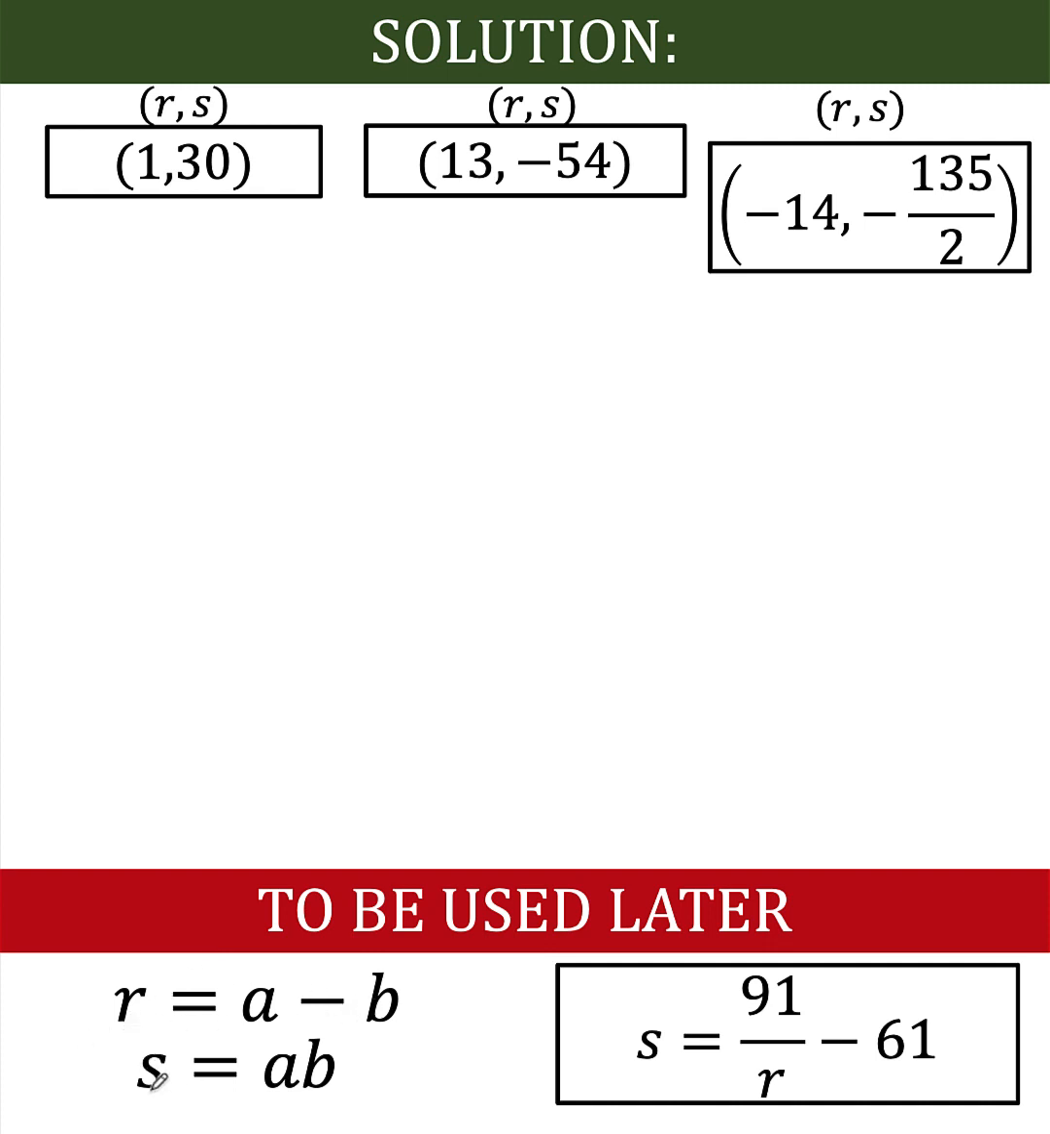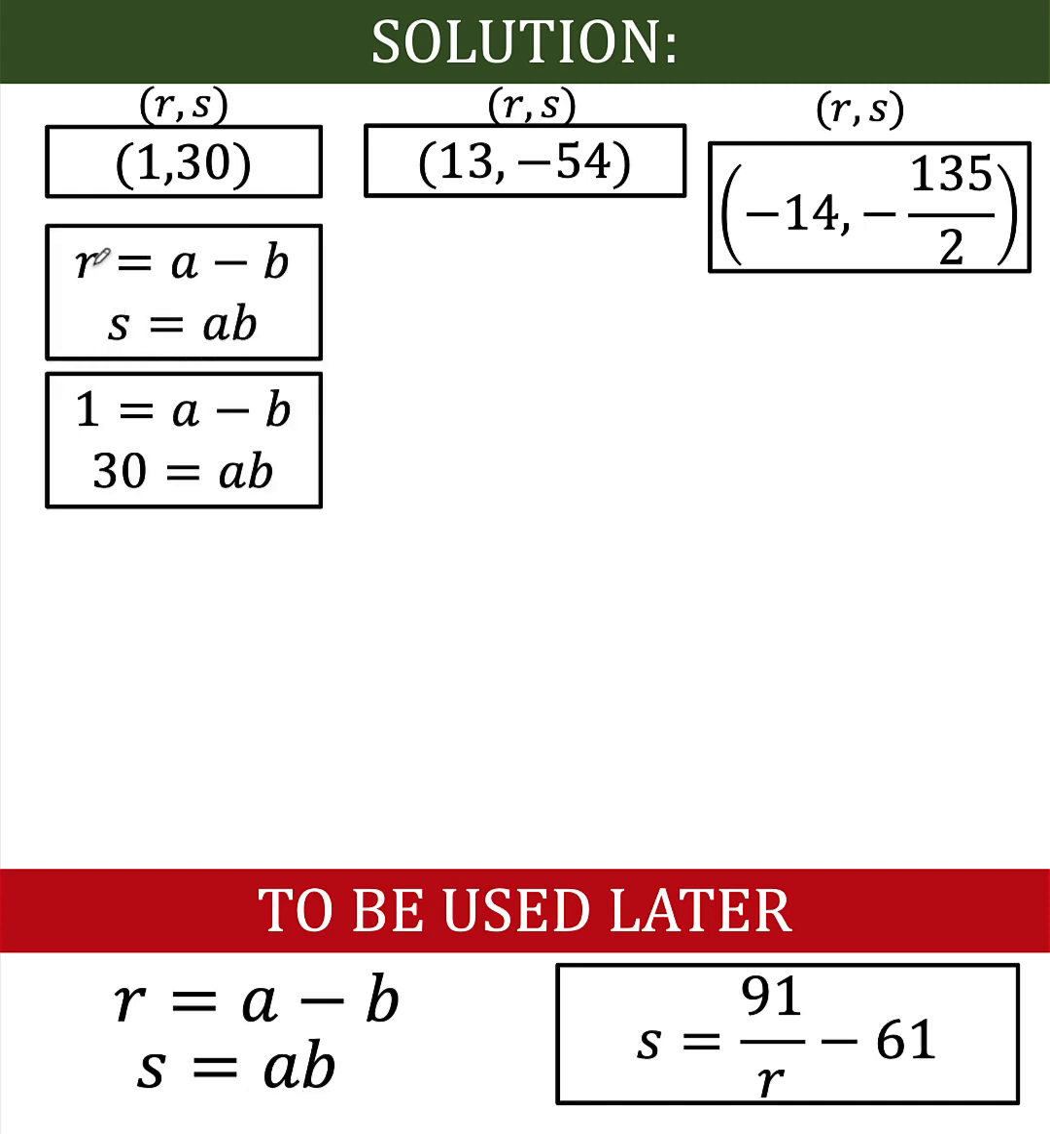The same with S in terms of A and B. All we have to do is do the substitution. So we know that R here is equal to 1, S is equal to 30. We copy all the rest. Based on this equation, we can solve this for A. A is equal to B plus 1.